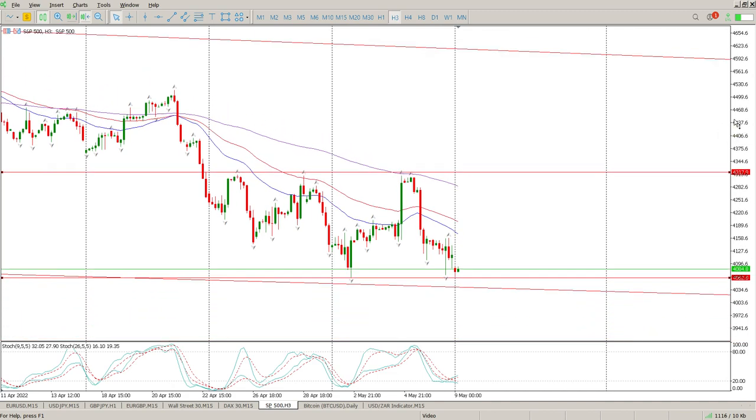So pay attention to the macros at the moment, because it does give you an indication of potentially what's going on. And then what you have here is a bit of divergence as well. So you've got a double bottom on price, and look what's going on with the oscillators diverging. So that's also an indication that this could be a potential range.